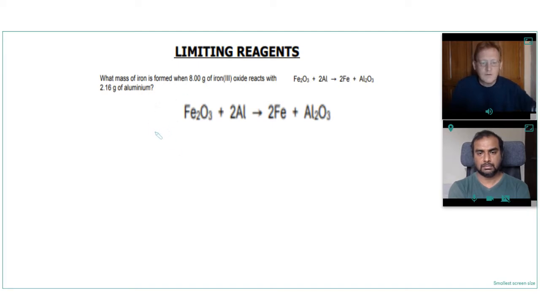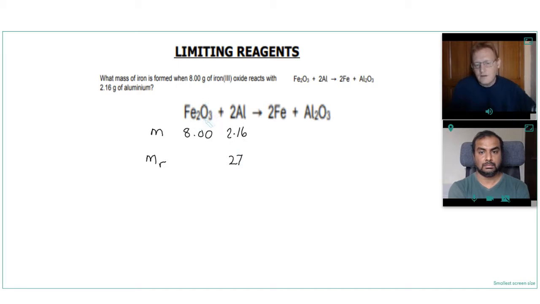So we've been given the mass, and we've got 8 grams of iron oxide and 2.16 grams of aluminium. And then if we make a note of the MR, for aluminium the MR is 27. That's the atomic mass of aluminium.